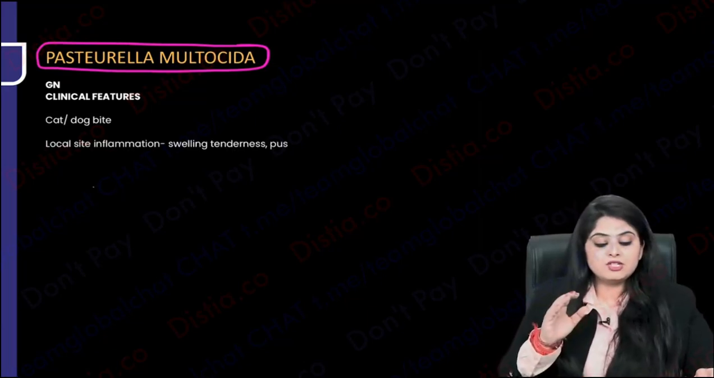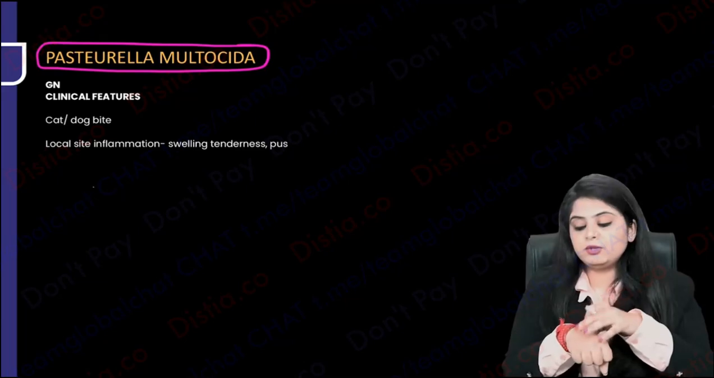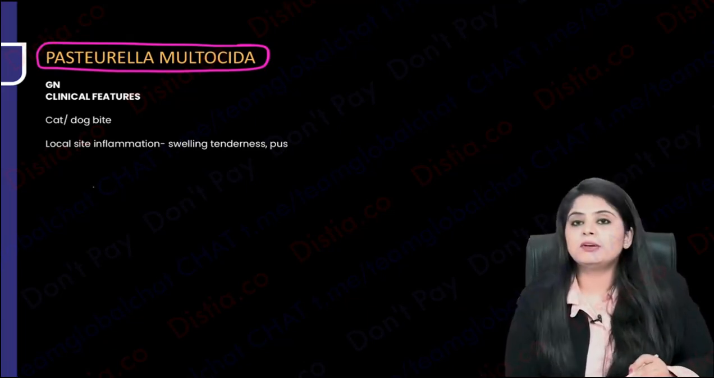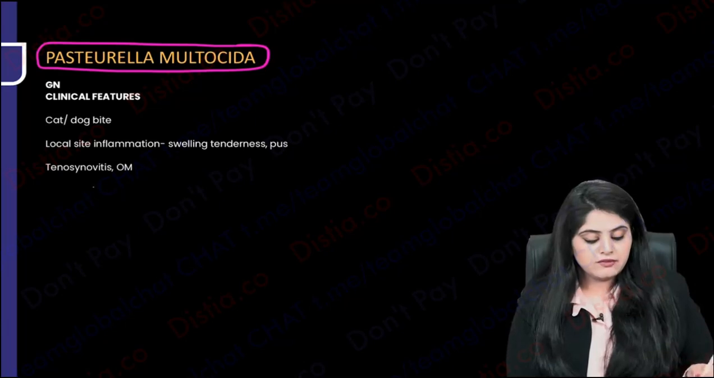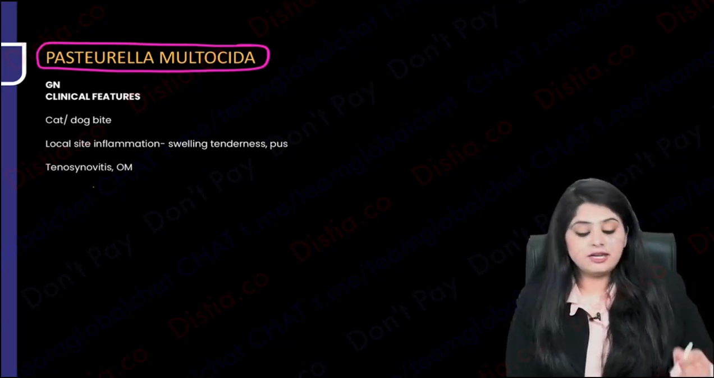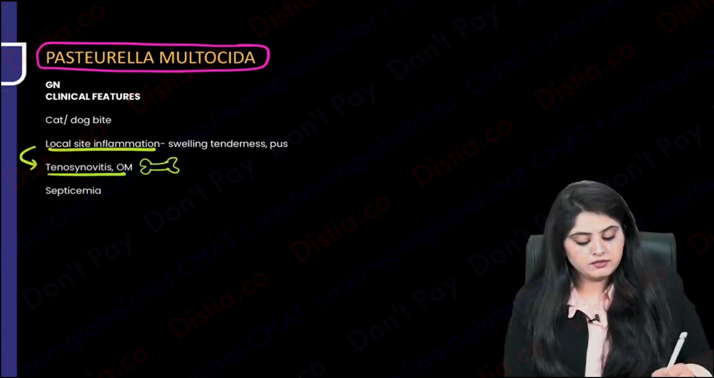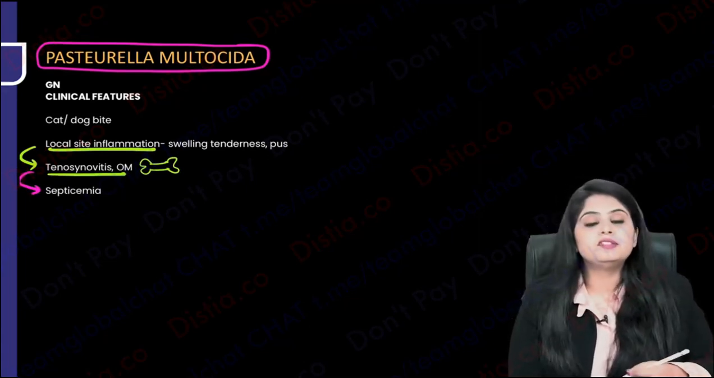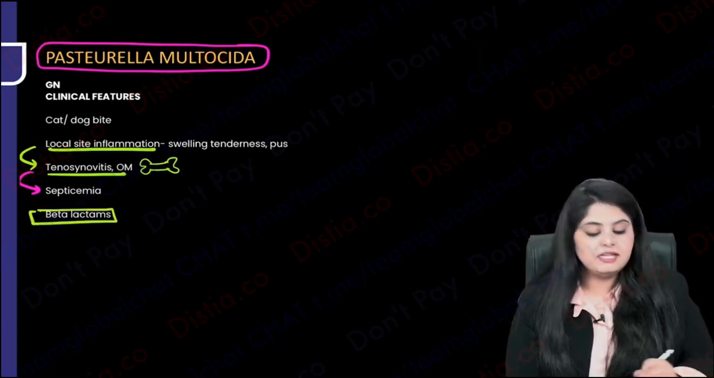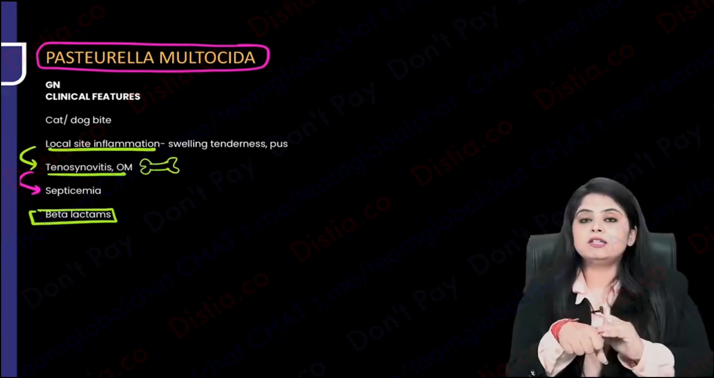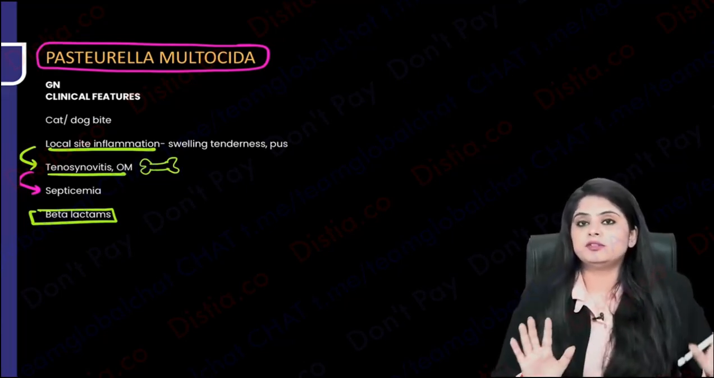Now just imagine a dog or a cat bite happened. At the local site there will be inflammation. For example, if the bite is on the knee, at the local site there will be inflammation, tenderness, and pus. Then below that there are joint and bone. So after that local site, there is going to be tenosynovitis in the joint and osteomyelitis in the bone. Then it is going to spread, resulting in tenosynovitis and osteomyelitis. With further spread, it is going to result in septicemia. And finally the treatment is going to be beta-lactams. But that's all that you had to learn. So for Pasteurella, remember this is associated with a dog bite. Where the dog bite happened there will be tenderness. After that the bone and joint will have a problem. After that sepsis, that is going to be fatal.